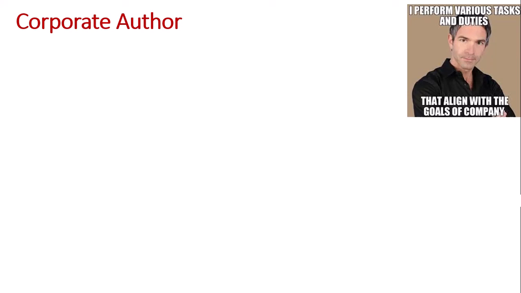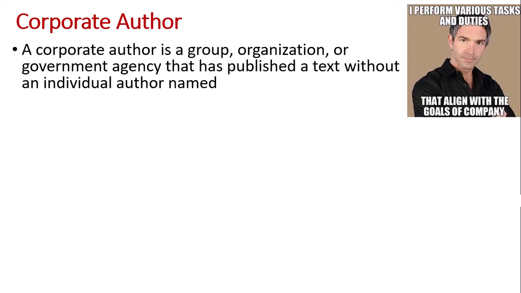I use this because a corporate author is not the same as not having an author, and sometimes people get this mixed up. But what happens is that a corporation, a group or organization or government agency publishes a text without an individual author named. Now, sometimes this is for obvious reasons. A government agency is giving you something from the government, not from one person writing this paper. There's probably been a group of people who worked on this, right?